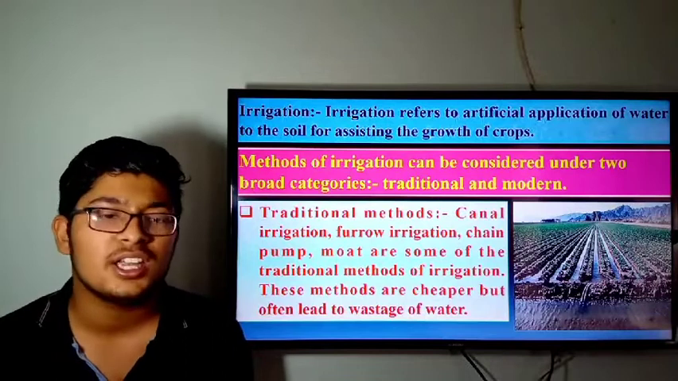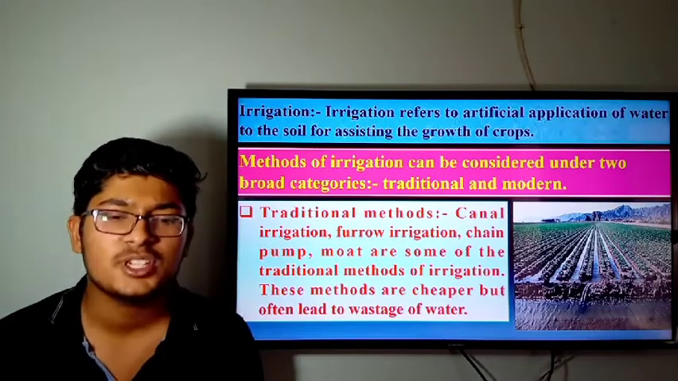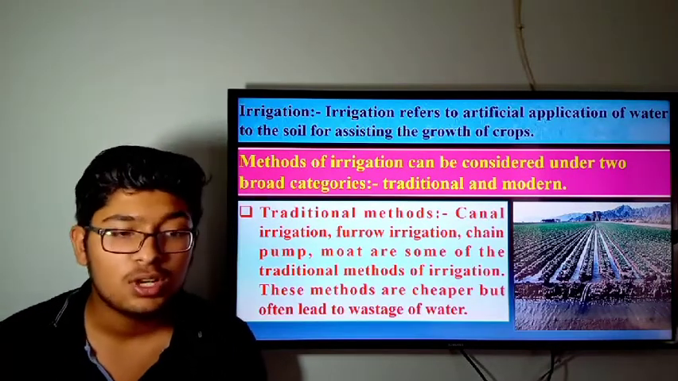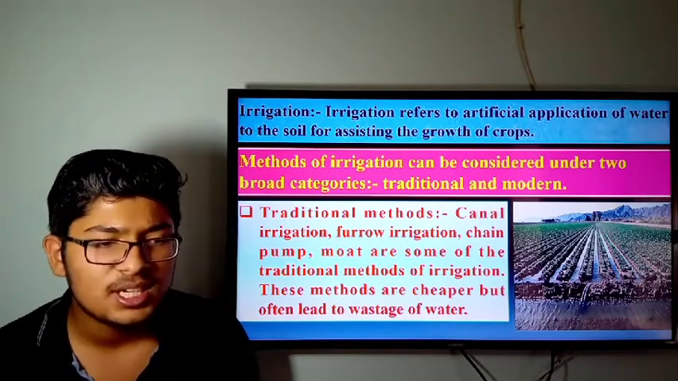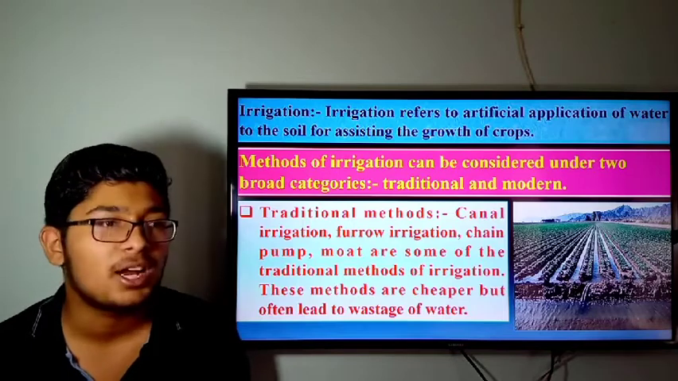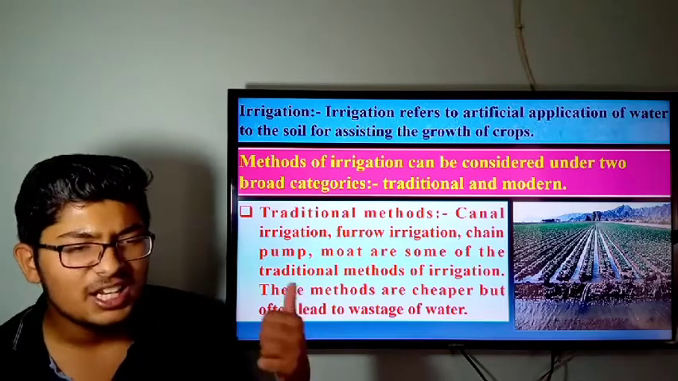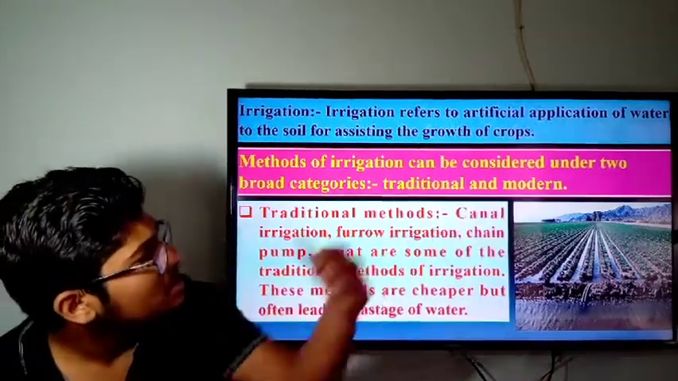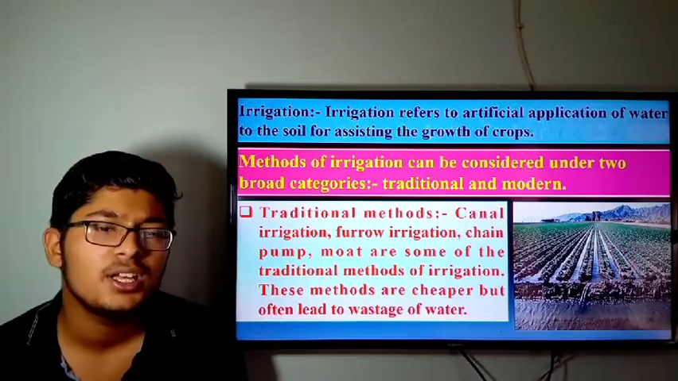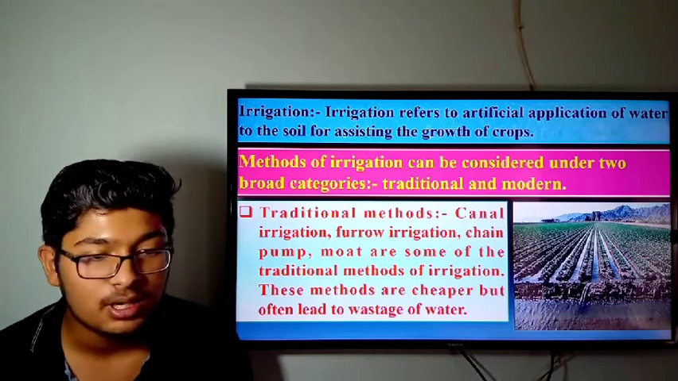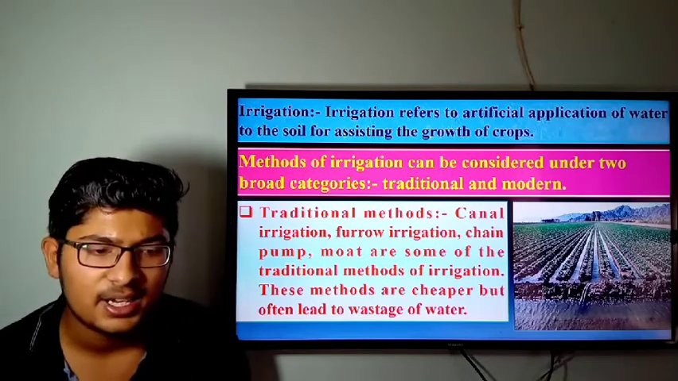So what is irrigation? Irrigation refers to artificial application of water to the soil for assisting the growth of the crops. Simply we can say it is watering the plants. The methods of irrigation can be considered under two broad categories, that is traditional and modern methods. What are the traditional methods? The traditional methods are canal irrigation, furrow irrigation.